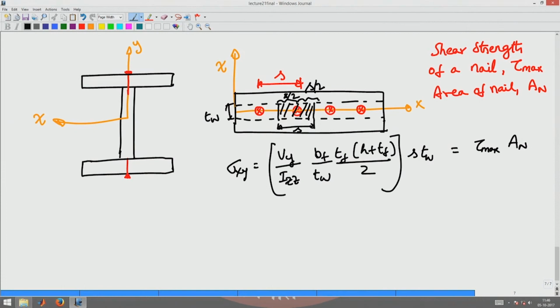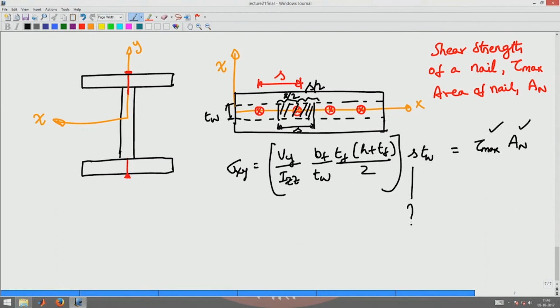The entire shear force that comes in that area has to be resisted by that single nail there. So, tau into S Tw equals tau max into A_N. Now, I know A_N, I know tau max, I know the cross-sectional dimensions, I know Vy, Izz and all those things. So from here I can find S, the spacing of the nails.